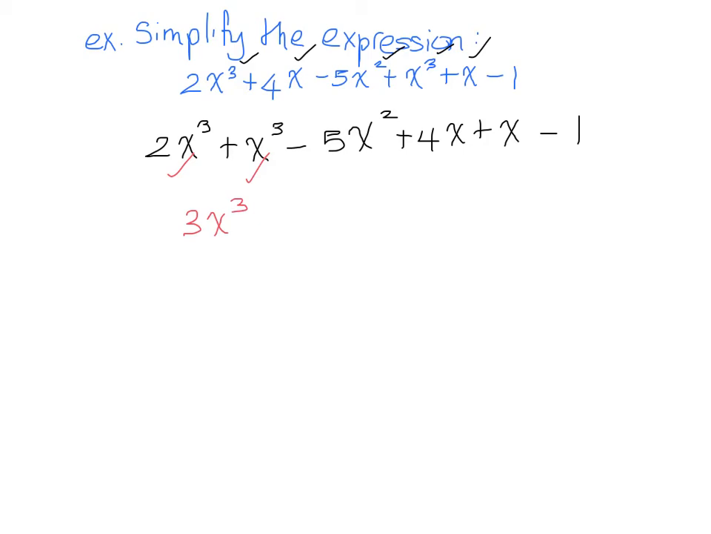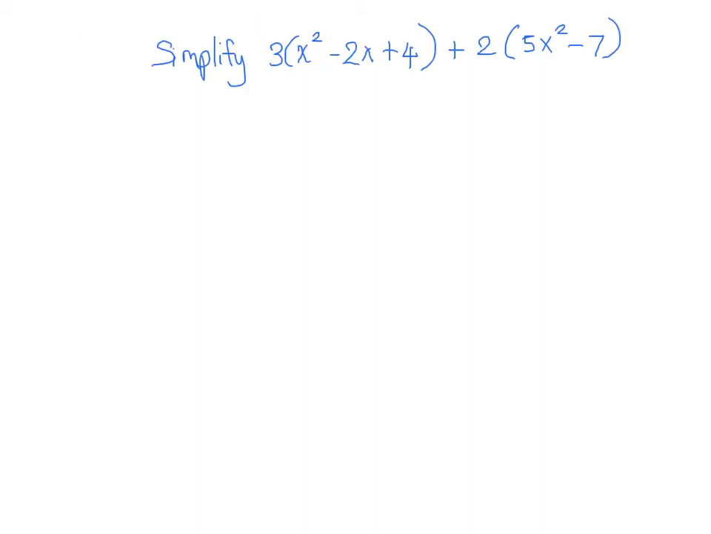All right, here we go again. We only have one thing raised to the power of 2, so that part is just minus 5x squared. And we also have 4x plus 1x, which gives us 5x. And finally, there's only one constant, so we just put that down. And we've simplified our expression.